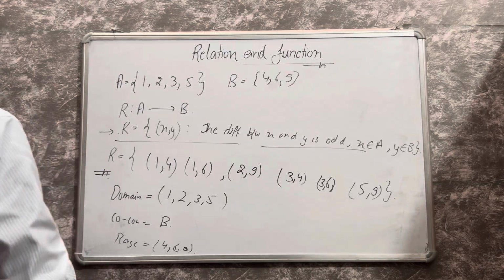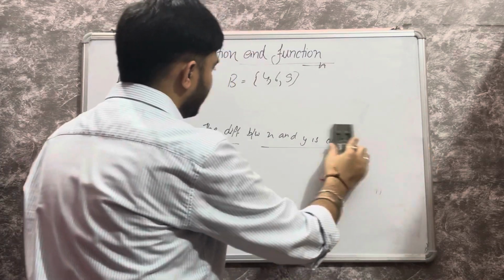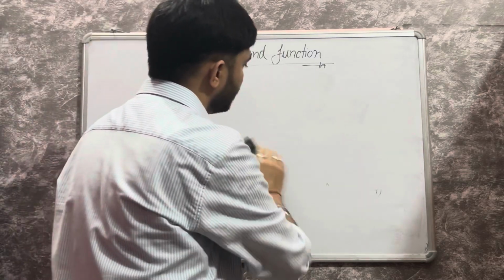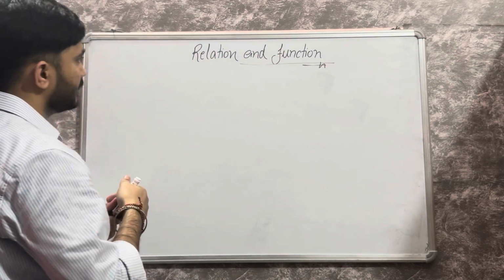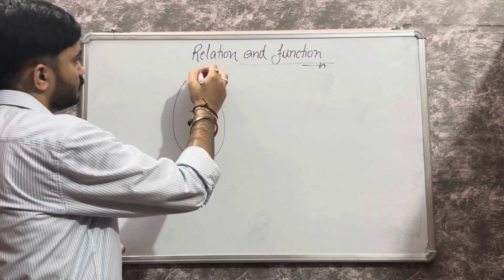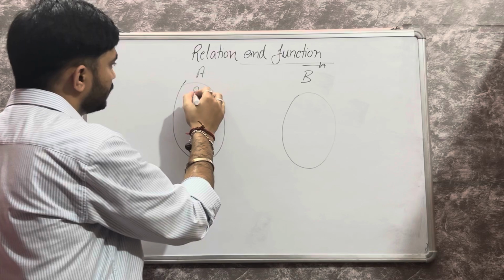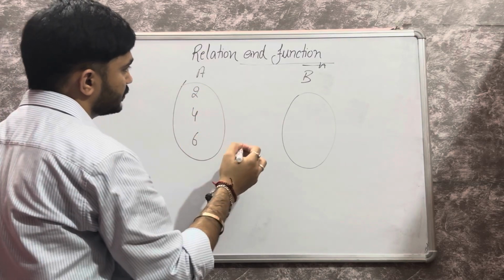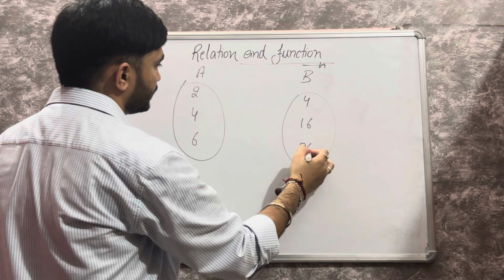Let us move forward to another example. What if a relation is given to us? Let us take two sets A and B such that A is 2, 4, 6 and B is 4, 16 and 36.